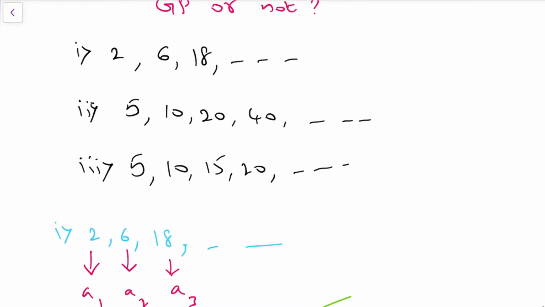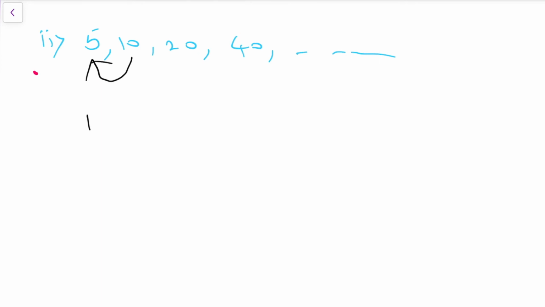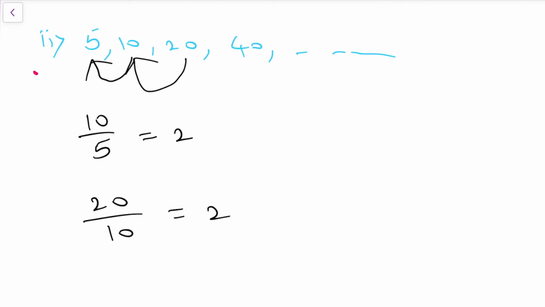Next, second question. 5, 10, 20, 40 and so on. Let us check this now. Second term divided by first term, 10 divided by 5, nothing but 2. The same way, third term divided by second term, 20 divided by 10, also 2 only. Here common ratio is the same, so this is also in GP.